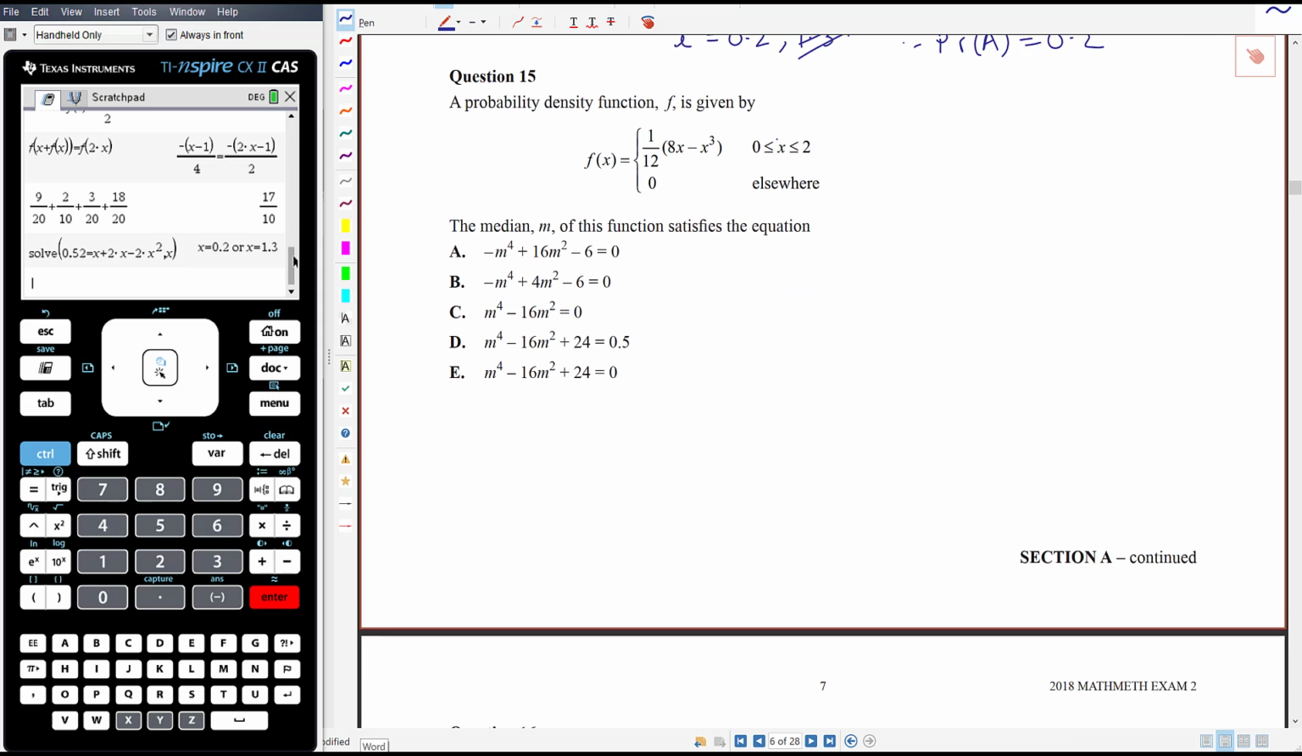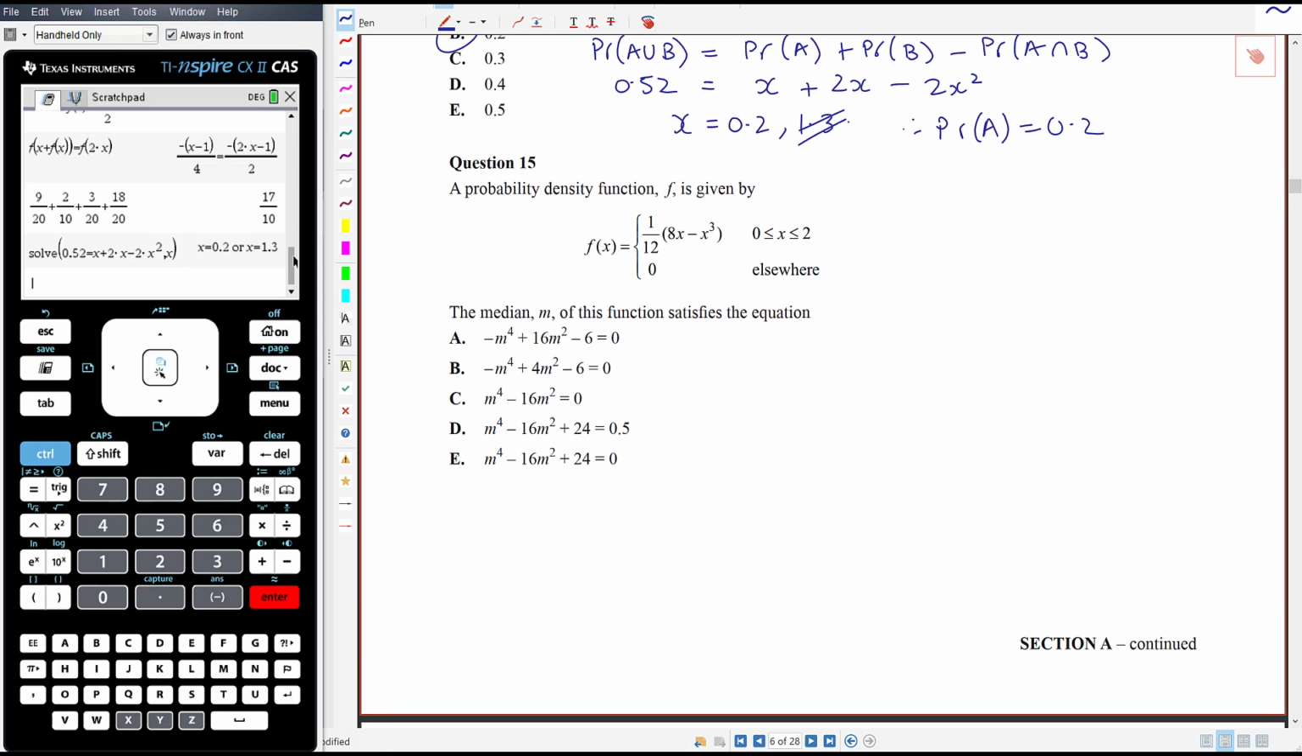Okay, question 5. A probability density function f is given by this function here. The median of this function satisfies the equation... Okay, so again, not relevant to 2020, but I'll work through this problem regardless. The fact that it's not asking me to find the median means that my CAS is going to be of limited use. I actually need to get halfway through the process of finding the median so I can work out which of these equations is needed.